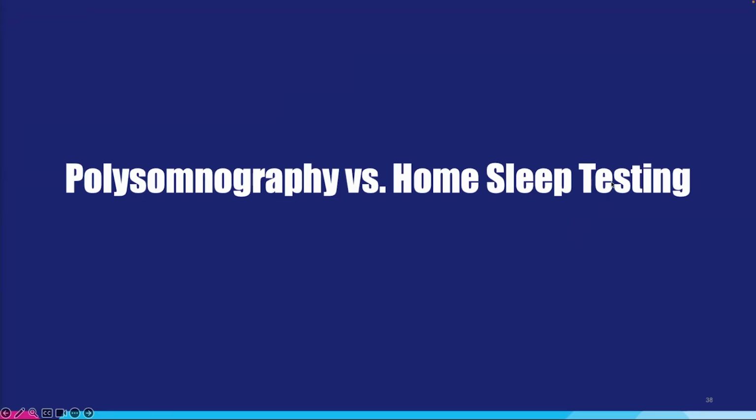So I talked a little bit about sleep apnea diagnosis and treatment. Now I'm going to switch gears and talk about, well, how do you diagnose these patients, right? What is appropriate for these patients? Is an in-lab study appropriate? And when is home sleep testing appropriate?